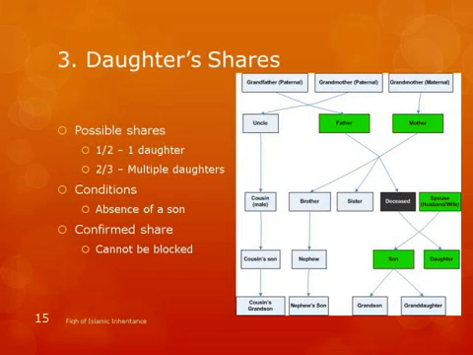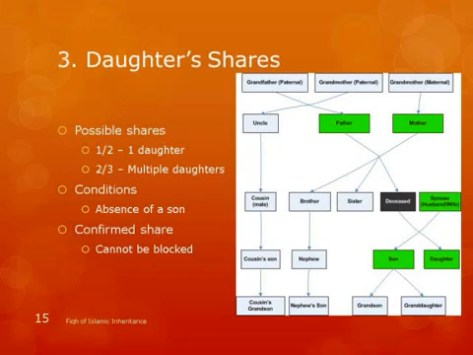So a daughter, remember, notice here I put this in green color, right? These 5 relatives. Why did I put them in green color? These are the relatives nobody can block. Nobody. No matter whether these people are alive or not, nobody can block them. They are confirmed to get some share.